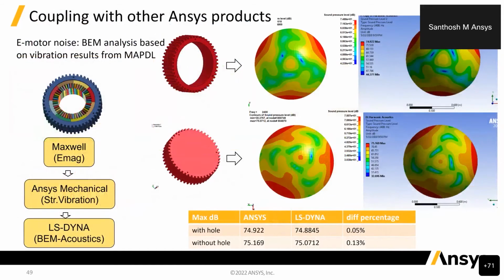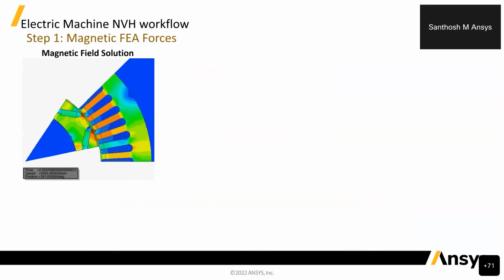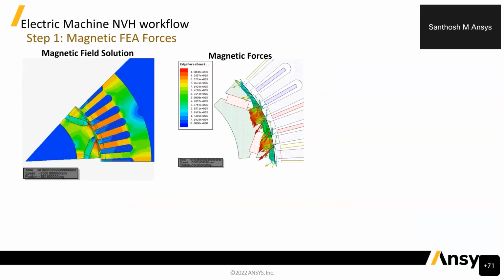So though I have shown the workflow using Ansys Mechanical, the same process can be done using the boundary element method in Ansys LS-DYNA. Start with Maxwell, do the structural vibration analysis, either in Ansys Mechanical or LS-DYNA implicit, then carry out the acoustic analysis using boundary element method instead of using finite element method. So the step one, magnetic force prediction.